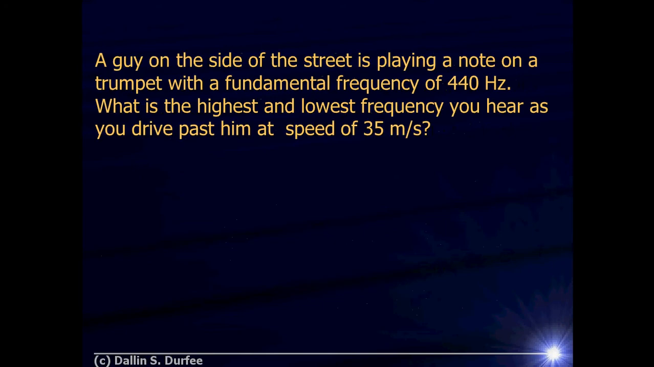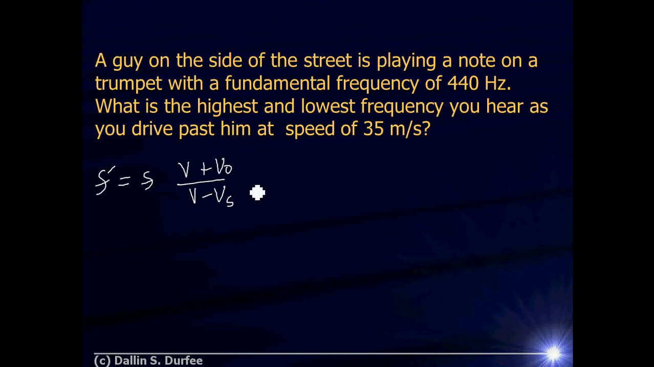A guy on the side of the street is playing a note on a trumpet with a fundamental frequency of 440 hertz. What is the highest and lowest frequency you hear as you drive past him at a speed of 35 meters per second? Again, F prime is equal to F times (V plus V observer) over (V minus V source). And this is the sign we use when we're approaching.